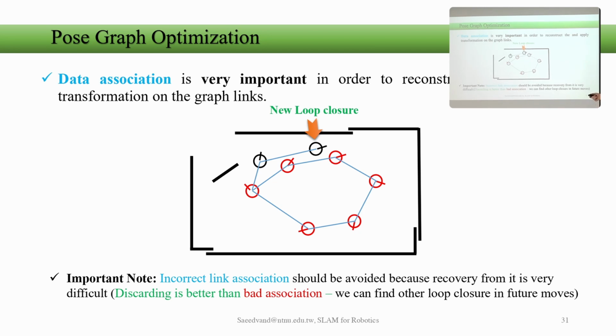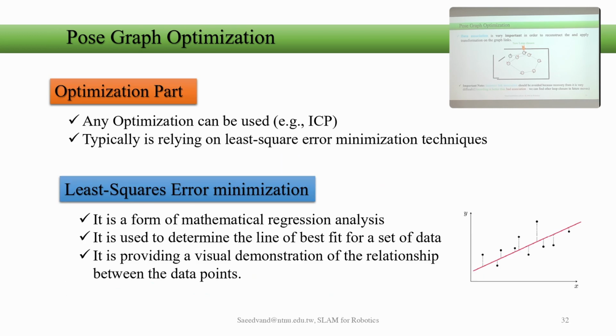So I stated some points here that bad association is very bad and we need to discard it by feature outlier detection and remove the bad candidates from what we have in pose graph optimization. So is it clear so far? Any question? Okay.